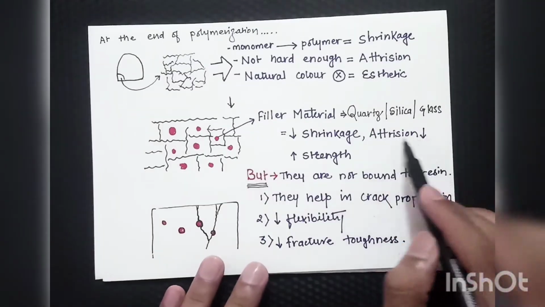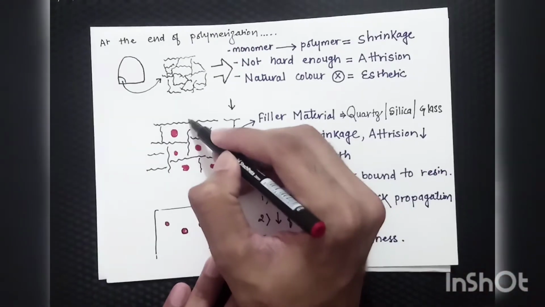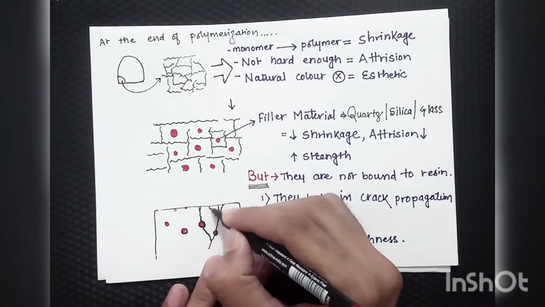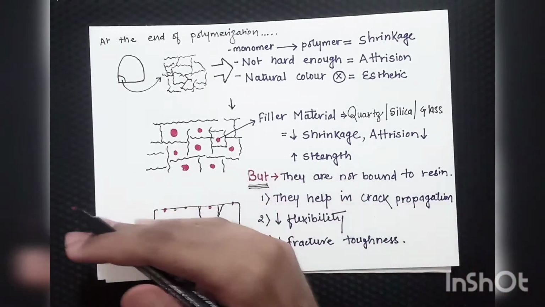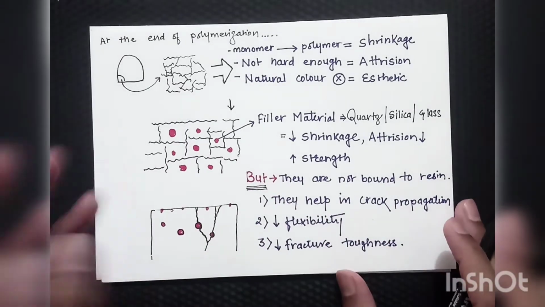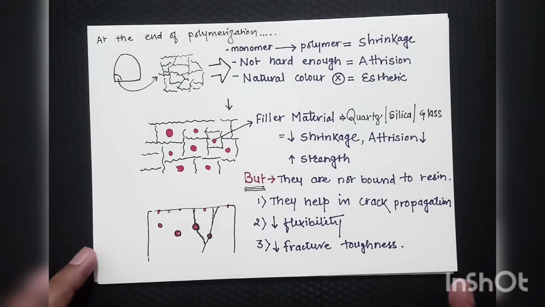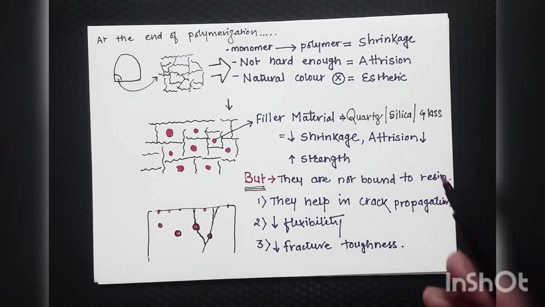Plus this will reduce the adhesion because the filler material will also be placed on the surface of this cured material. So it will reduce the adhesion of this composite resin. So the function of this filler material is they will reduce the shrinkage, they will reduce the adhesion of the composite resin, and they will provide the strength.